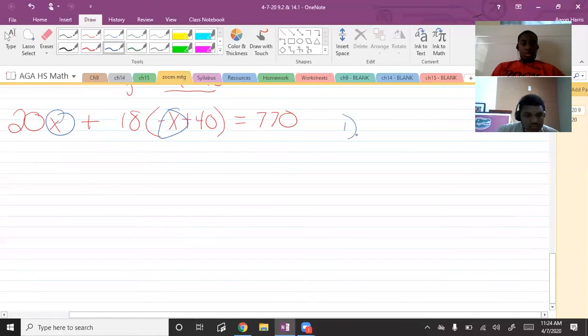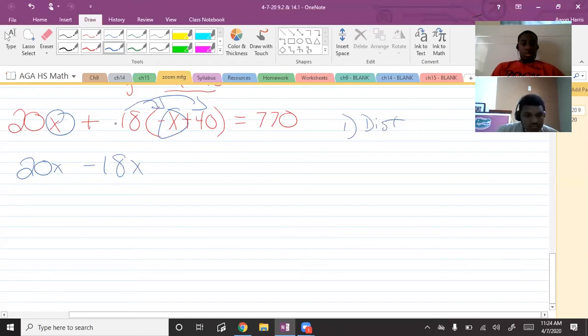So simplify and combine like terms. Anything to do? Yes, we need to distribute. So we distribute here, distribute here. So anything happen to the 20x? No. So 20x plus 18 times negative x, that's negative 18x. And then 18 times 40.